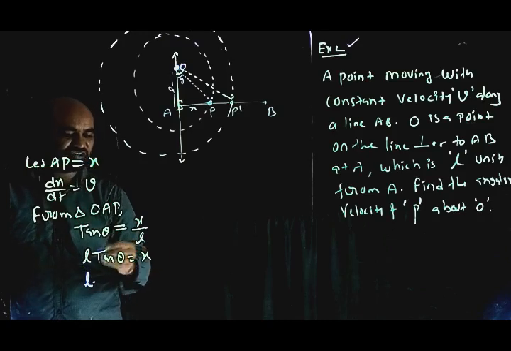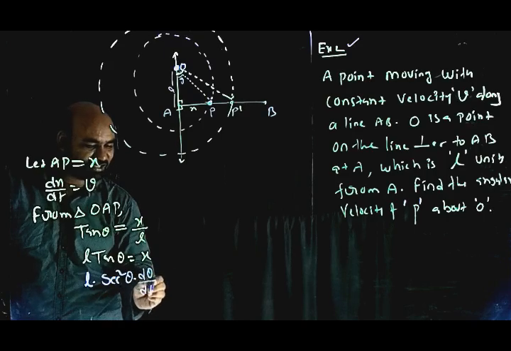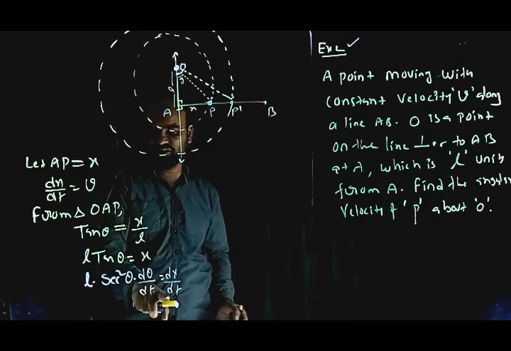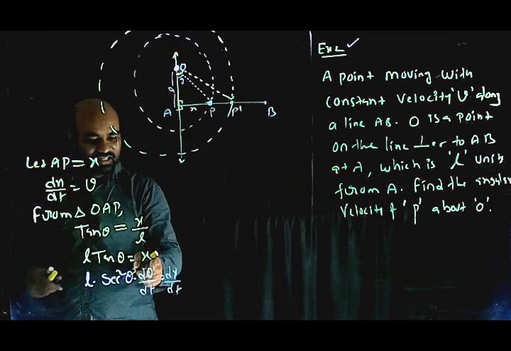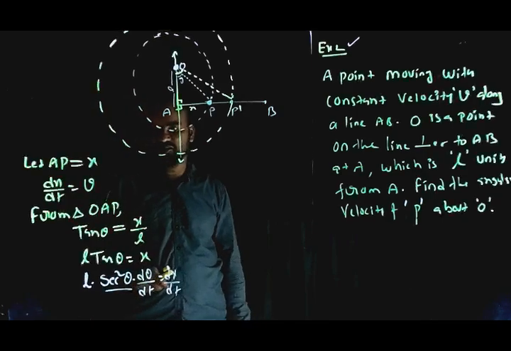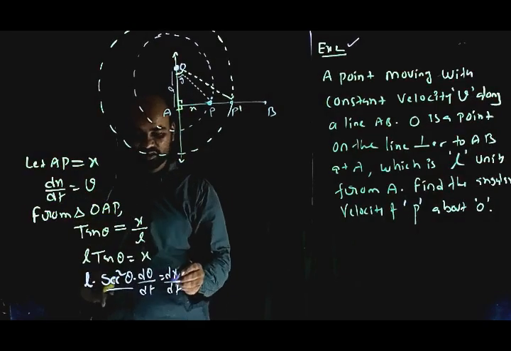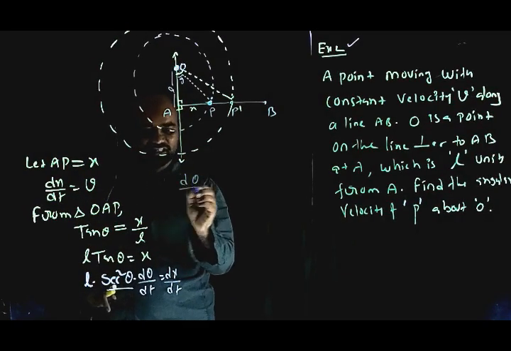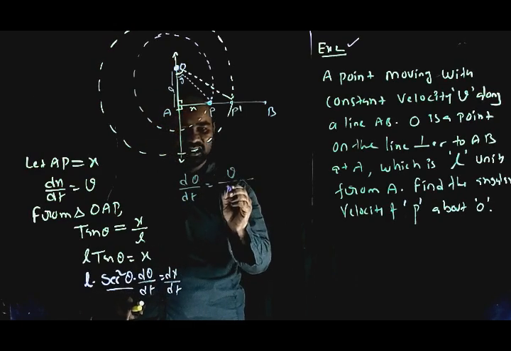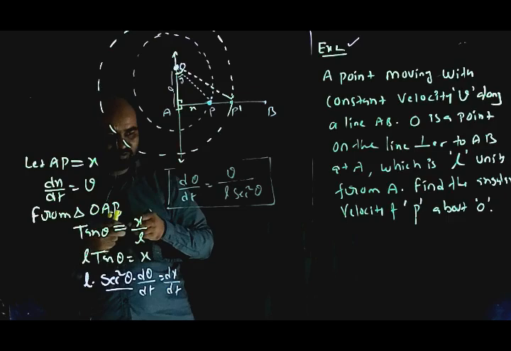Differentiate with respect to time: L into secant square theta into d theta by dt equals dx by dt. Already dx by dt means v. So to get d theta by dt, we want the secant square theta value, which means we want the secant theta value. Instead of dx by dt I write v, so d theta by dt equals v by L into secant square theta. This is relation number 1.